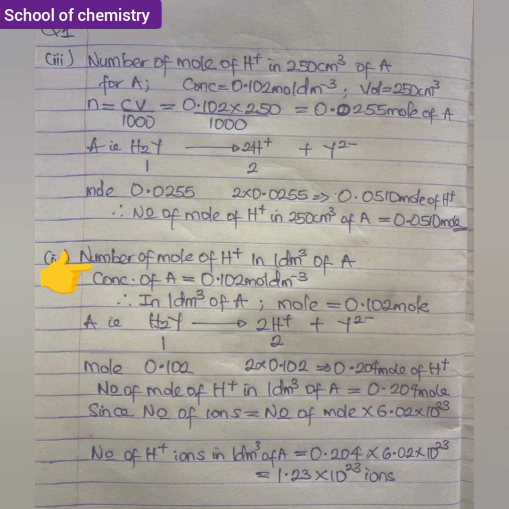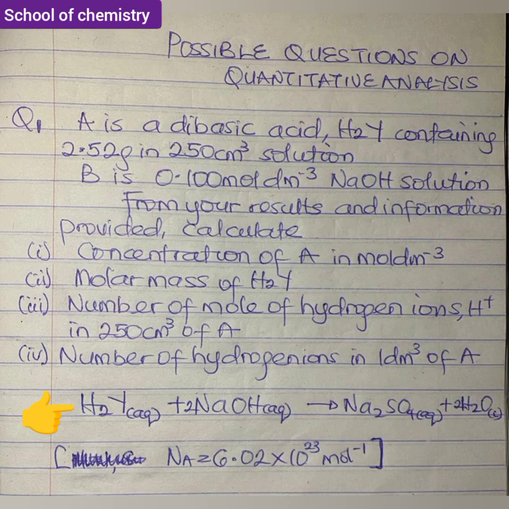So let's look at the equation that we have beneath. We have H2Y plus 2NaOH giving me Na2Y plus 2H2O. That is, the salt is Na2Y.